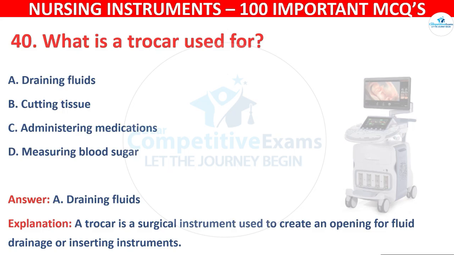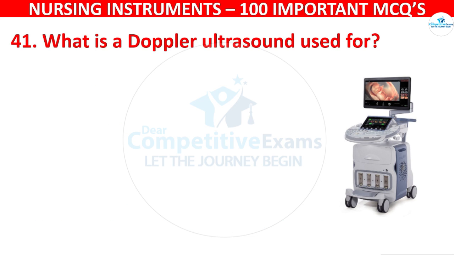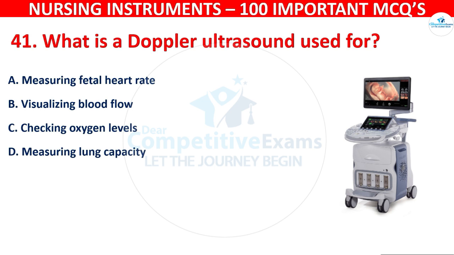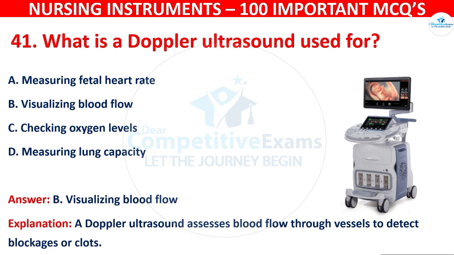Question number 41. What is a Doppler ultrasound used for? Your options are measuring fetal heart rate, visualizing blood flow, checking oxygen levels, or measuring lung capacity. The correct answer is B, that is visualizing blood flow. A Doppler ultrasound assesses blood flow through vessels to detect blockages or clots.